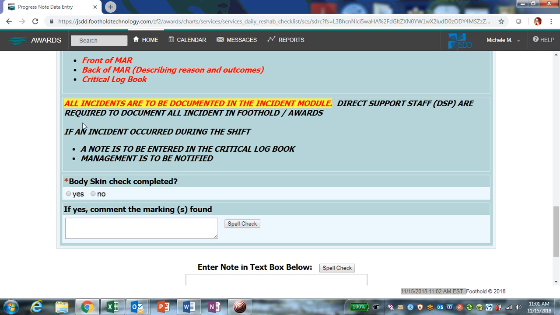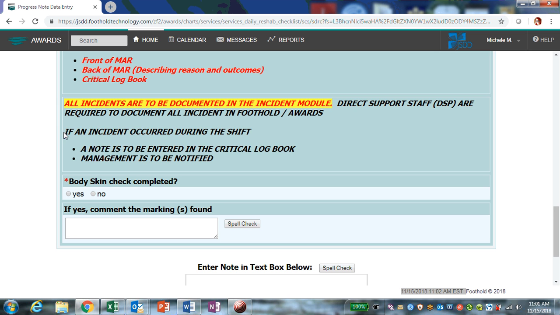Direct support staff are required to document all incidents in foothold awards. This is not something that you default to your manager or your assistant manager. If you were there, you were on the shift, you are responsible for documenting it. There is a different video on documenting incident reports. So you can go to that after this if this is part of your in-service plan.